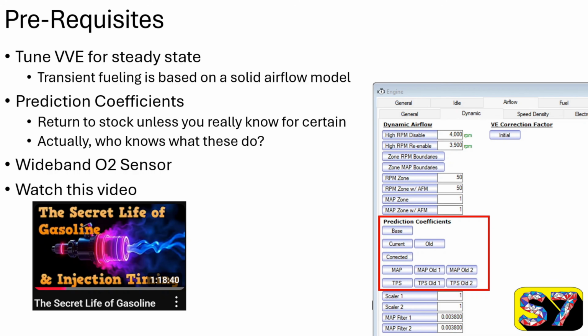The prediction coefficients, I would say return those back to stock. In my opinion, nobody knows what they do or what they control or anything like that. I know some people have messed with them to various degrees of success, but I still think it's a little bit, I don't know, uncharted territory. I would not rely on that. I would encourage you to return them to stock. You also will need a wideband O2 sensor for this as well.